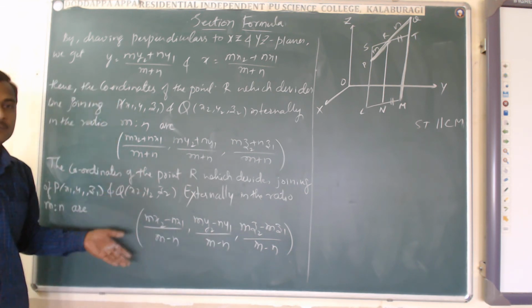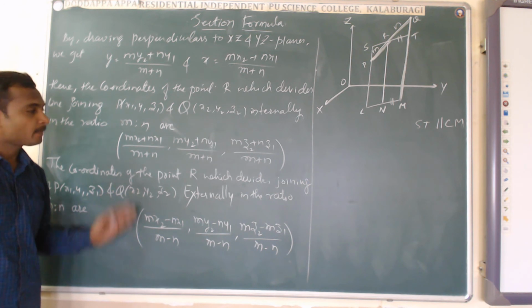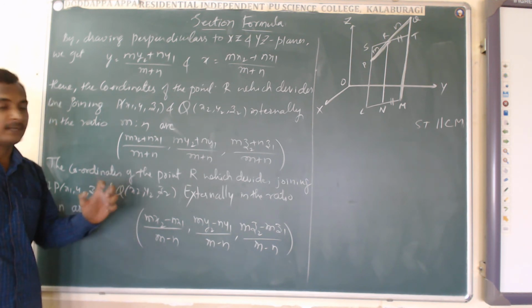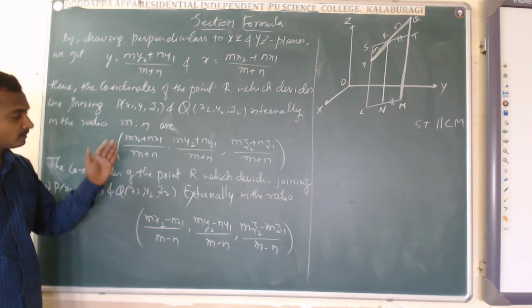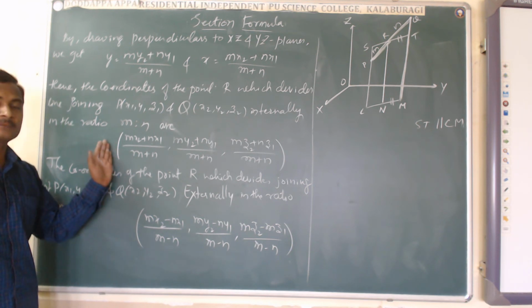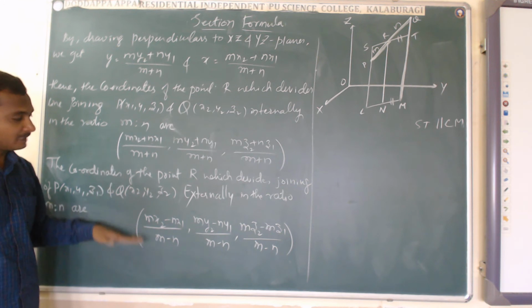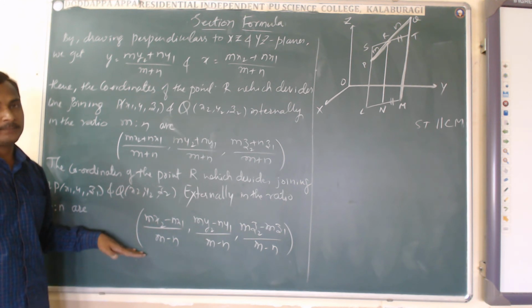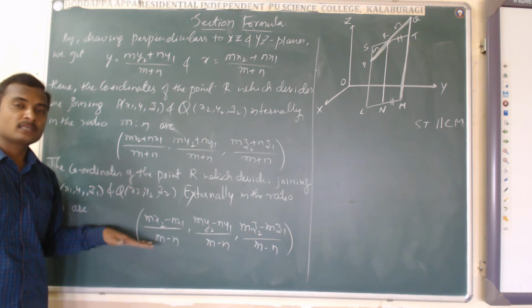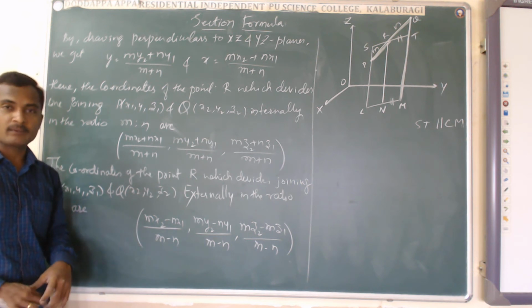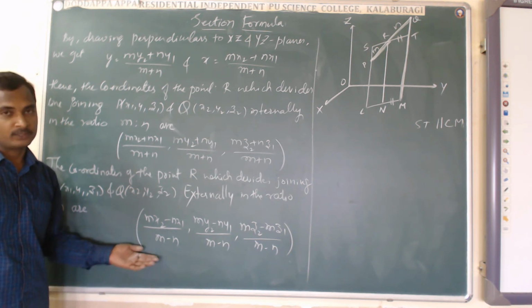So these two are the section formulas for any point. These are the coordinates of the point R, which will be used for internal division of the given line PQ and external division of the given line PQ. So all of you should note this. This derivation will appear in the annual examination every year. So this is very important for you.